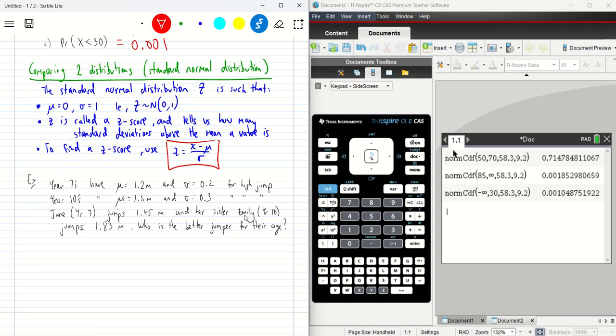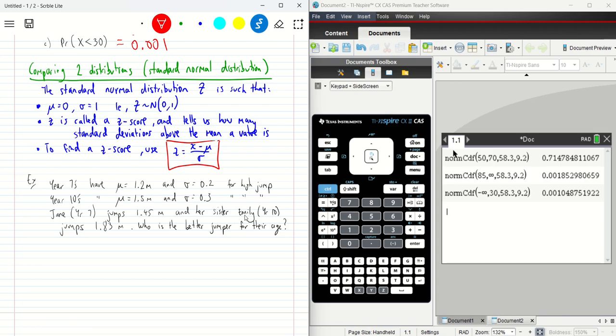Let's say you've got year 7s, right? And we're doing high jump. And let's say that on average, year 7s jump 1.2 meters, and they have a standard deviation of 0.2 meters. And year 10s, because they're much bigger, much taller, much stronger, their average jumping height for high jump is 1.5 meters with a standard deviation of 0.3.